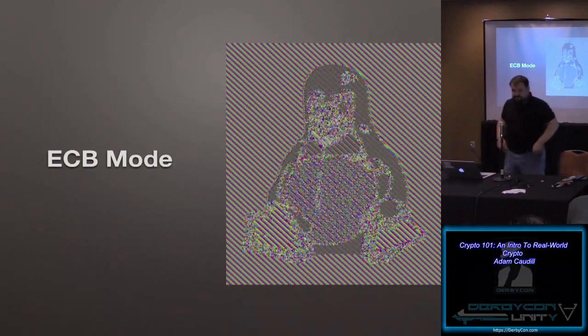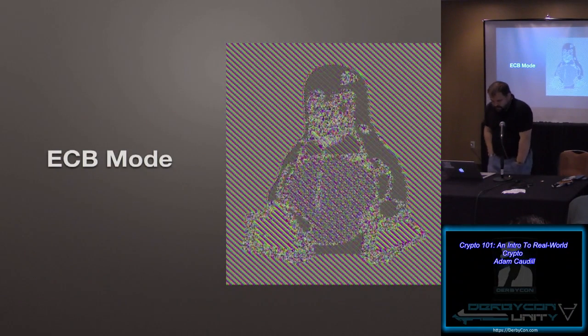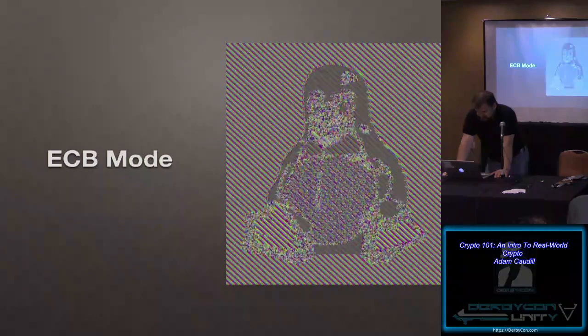This is, for those that don't know, what you get when you encrypt a bitmap of Tux in ECB mode. ECB mode is basically just the encryption operation performed 16 bytes at a time. Nothing is carried forward, nothing is altered, nothing is changed. ECB mode is actually dangerous in many, if not most, cases. It's something to be avoided if at all possible.